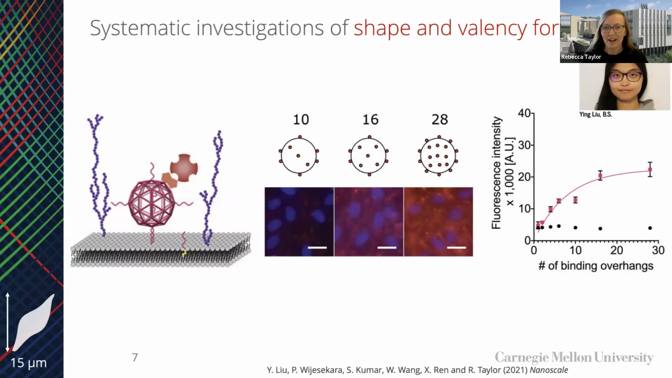the work of Ying Liu and show here's sort of a standard way that we would interface DNA nanotechnology with a living cell.